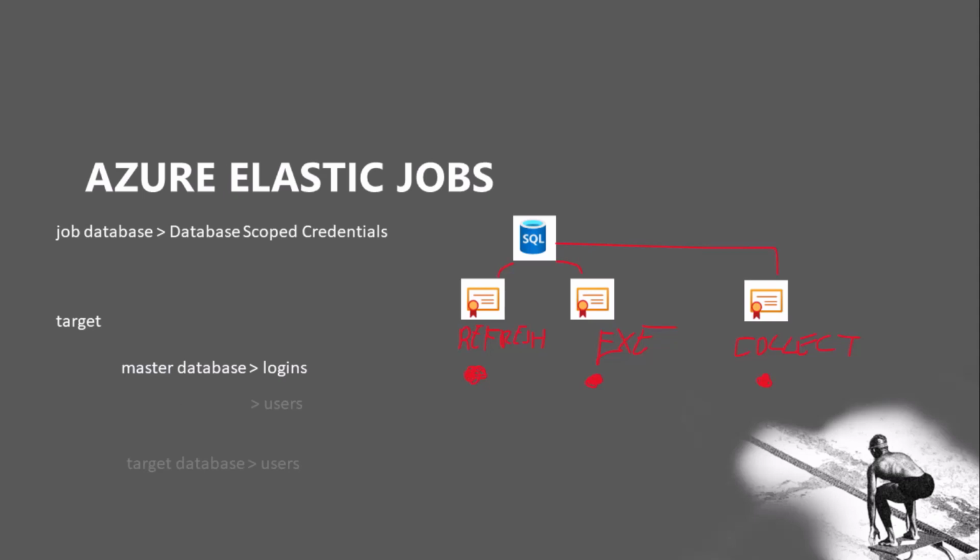Now let's see the logins. Each credential needs a corresponding login in the master database. When you have SQL Server on premises and want to create users, you usually create a login on the server, which is in the master database. So it goes to the master database, you create the login for refresh, execute, and collect. And then you create the users in the master database.